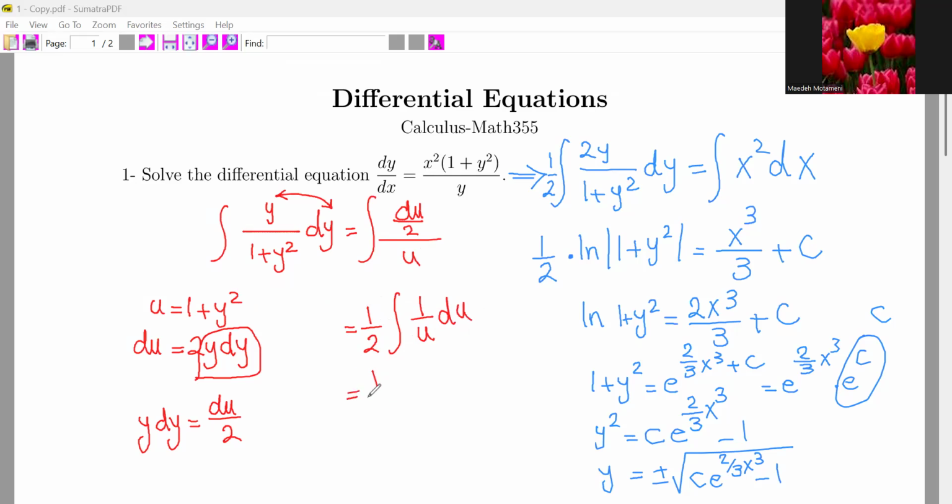which will be 1 over 2 ln of the absolute value of u. And here we know that u is 1 plus y squared, which is positive. So either this way or writing this way, both of them end up here. Let's do number 2.